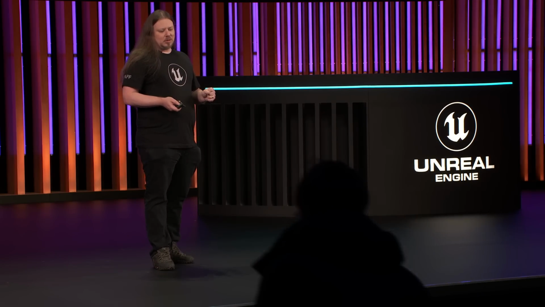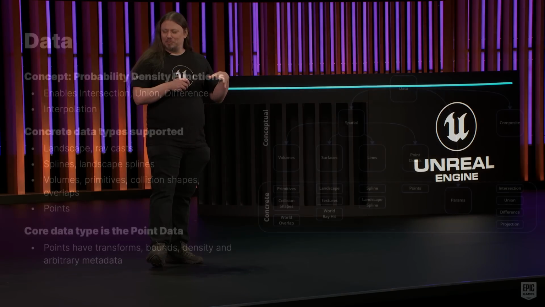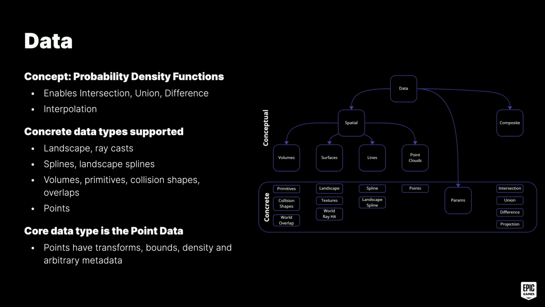So let's dive in a bit more on the data side of things. So conceptually, in PCG, data is a probability density function. So that means that you're going to expect density values from between 0 and 1. So let's take one example, the landscape here, right? If you're on the landscape, density is 1. If you're outside of the landscape, density is 0. Take another surface example. Well, if it's a texture, well, density can be driven by the pixel color, for example. So you can have values in between 0 and 1. That mathematical approach enables you to do intersections, unions, differences, interpolation, and be able to be very precise on exactly what you want to do.